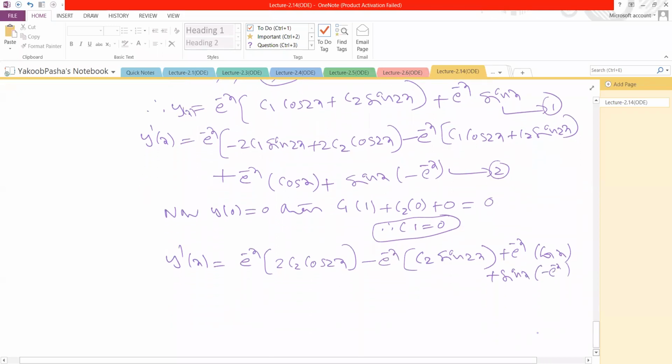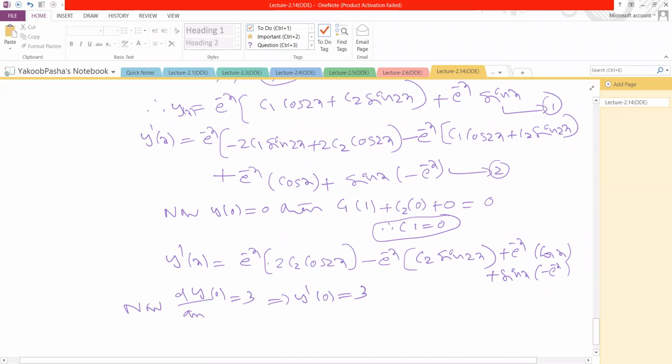Now apply the second boundary condition, that is dy/dx of 0 is equal to 3. This is the second boundary condition. That means y dash of 0 is equal to 3. So replace x by 0 and y dash by 3.